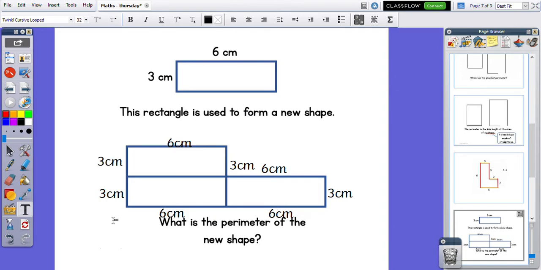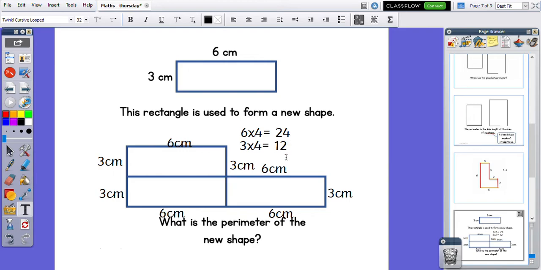Okay, and then I need to add them all together. But what I could do to make it easier for myself is see how many 6s I've got. So I've got 1, 2, 3, 4. So I could do 6 multiplied by 4, which would give me 24. And then I could see how many 3s I have. So I have 1, 2, 3, 4 3s. So I could do 3 multiplied by 4, which would equal 12. And I could add them together.